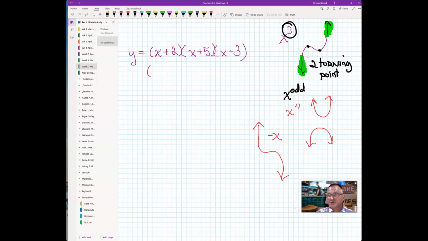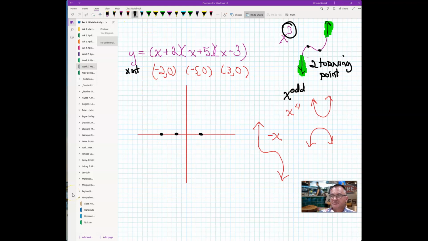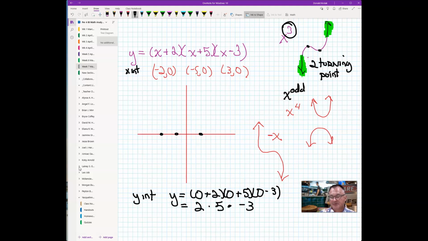This first term is going to give me an x-intercept of negative 2. That makes that 0. This one's going to have an x-intercept of negative 5. And this is going to have an x-intercept of 3. So I'm going to graph those. There's my x-intercepts. Now to get my y-intercept, I let x equal 0. So this would become y equals 2 times 5, 10, times negative 3. That's going to be negative 30.